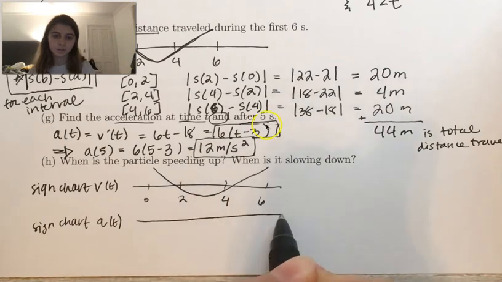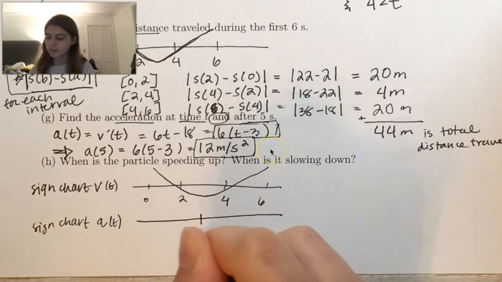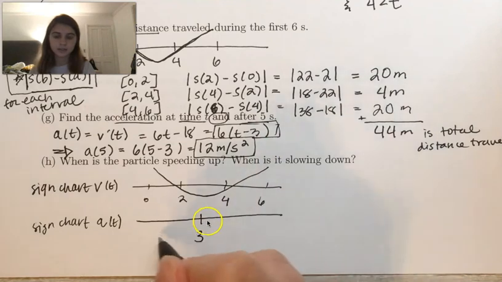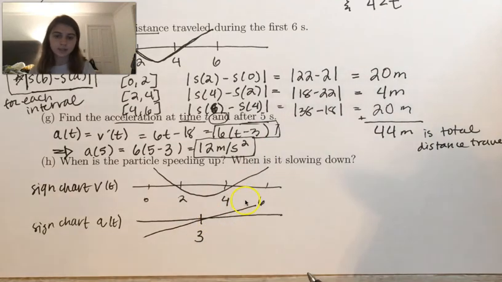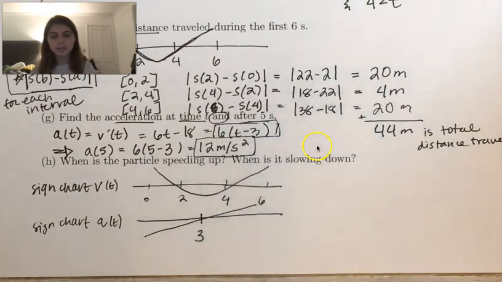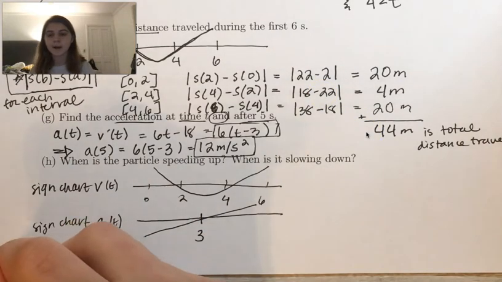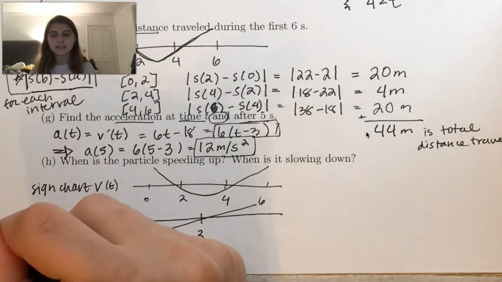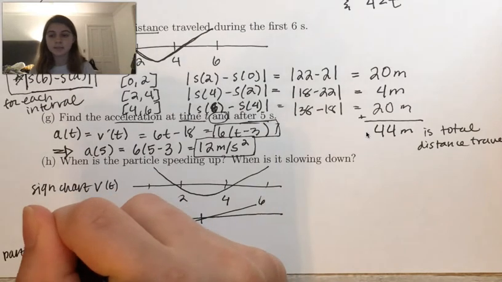And so we just solved what the acceleration function is. So we can make a sign chart. Our only zero is 3, and it's just a positive slope line there. So basically the rule for speeding up and slowing down is you want to find the intervals where velocity and acceleration have the same sign.